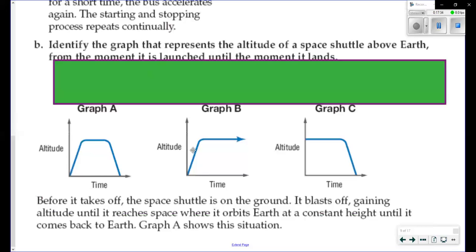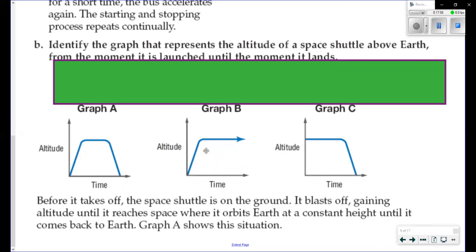Then it comes back to Earth, so it's going down until it lands, whether in the water. Most of the time, these space shuttles, the capsules, end up landing in the water. So graph A would be the best representation of that story.